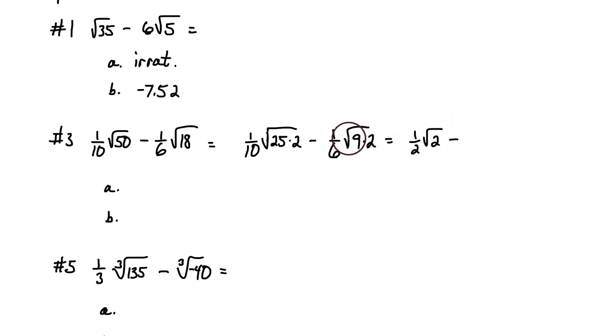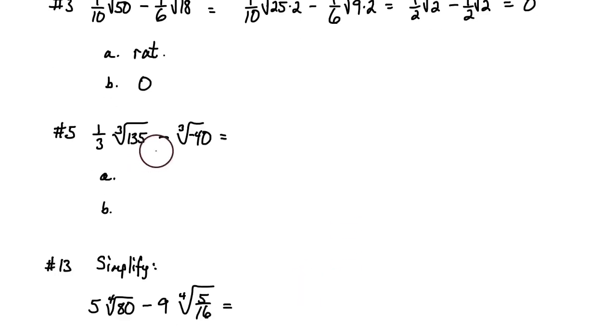Now this part here, the square root of 9 makes a 3, so if a 3 comes out of the radical symbol, then 1/6 times 3 is 3/6 or a half, and there's still a square root of 2 left inside. Now 1/2 square root of 2 minus 1/2 square root of 2 is just 0, which is a rational number. So this is rational. And we don't have to do part B because we already know the answer is exactly 0.